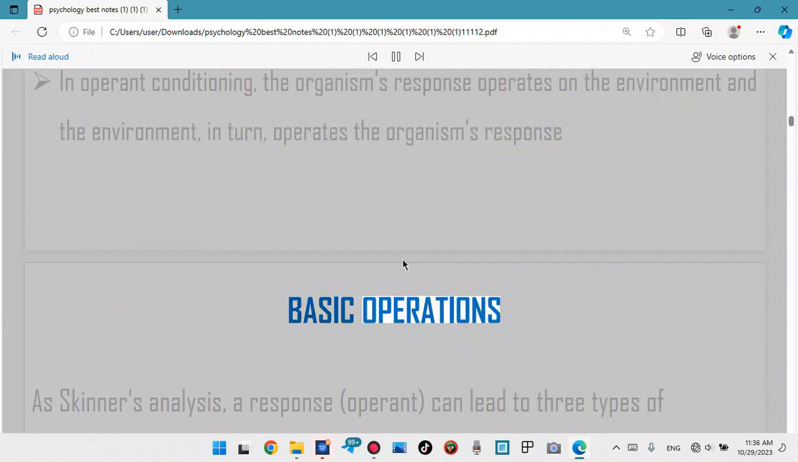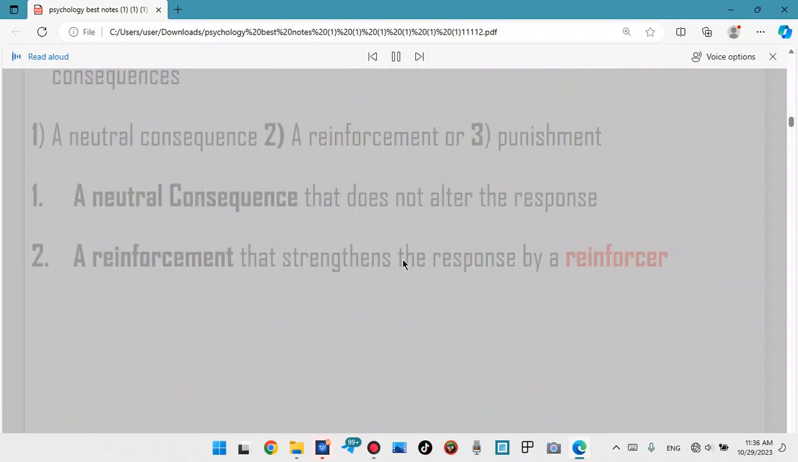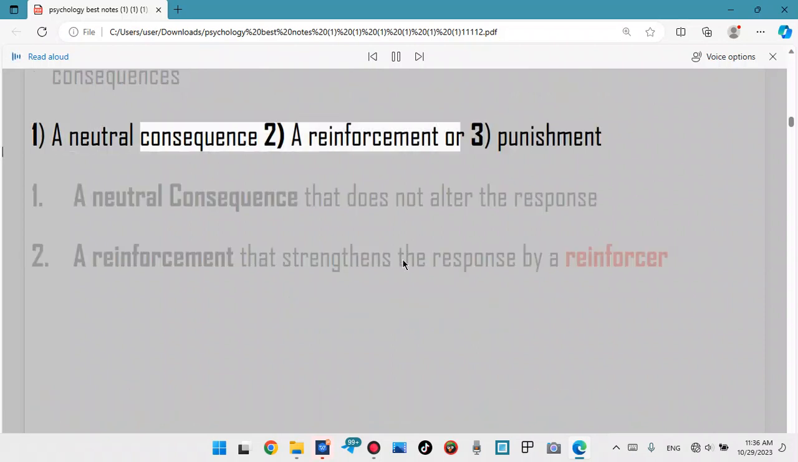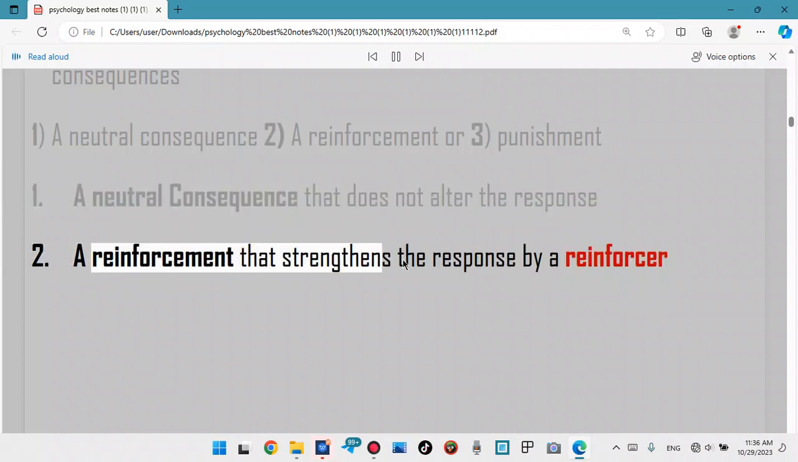Basic operations. In Skinner's analysis, a response, an operant, can lead to three types of consequences: 1, a neutral consequence; 2, a reinforcement; or 3, a punishment. A neutral consequence does not alter the response; a reinforcement strengthens the response by a reinforcer.